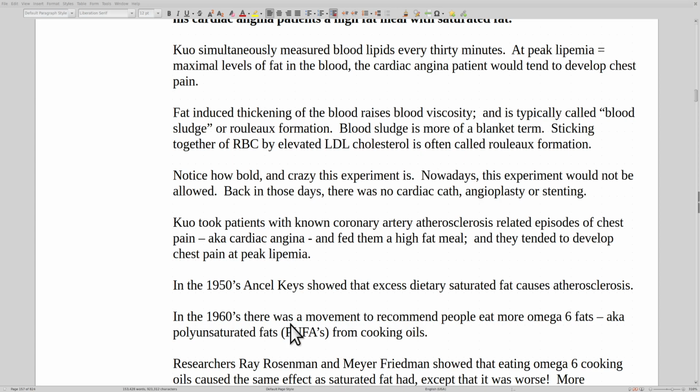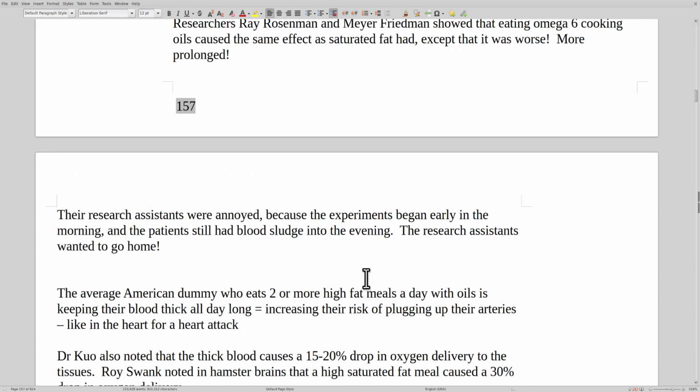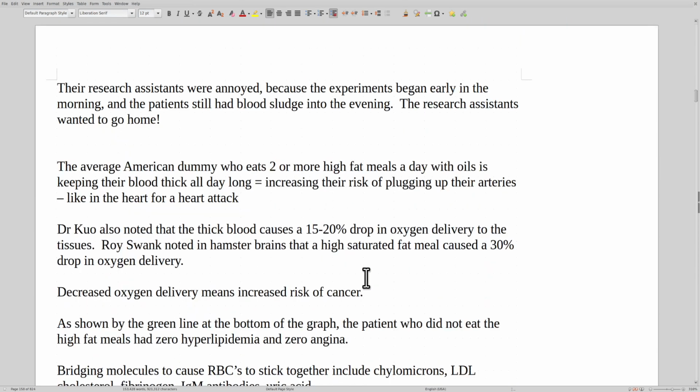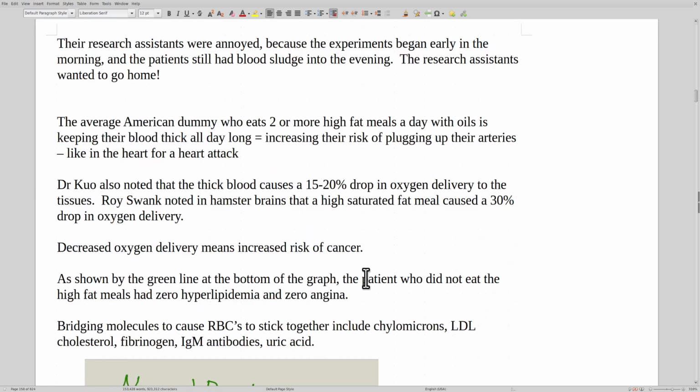Two researchers, Ray Rosenman and Meyer Friedman, showed that eating omega-6 cooking oils caused the same effect as saturated fat, except it was worse. And they were looking with an 80-fold magnification into the eyes. It was a real cool paper. You see the little small arteries disappearing after the high-fat meal. But there was a confounding variable. They also had high sodium in one of their studies.